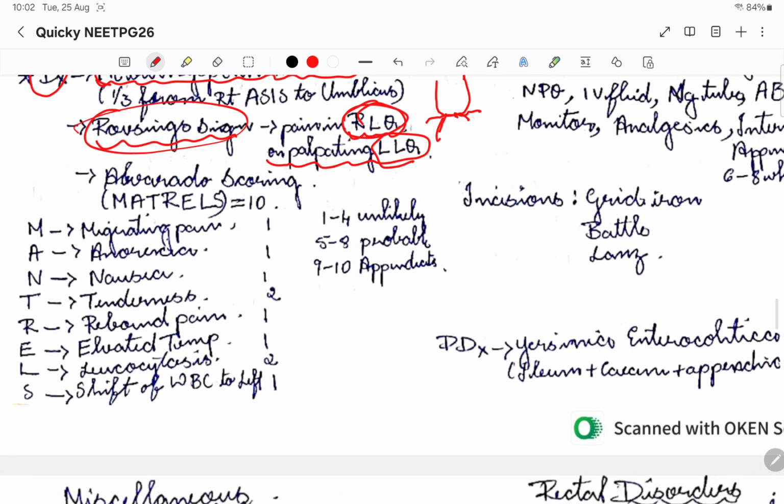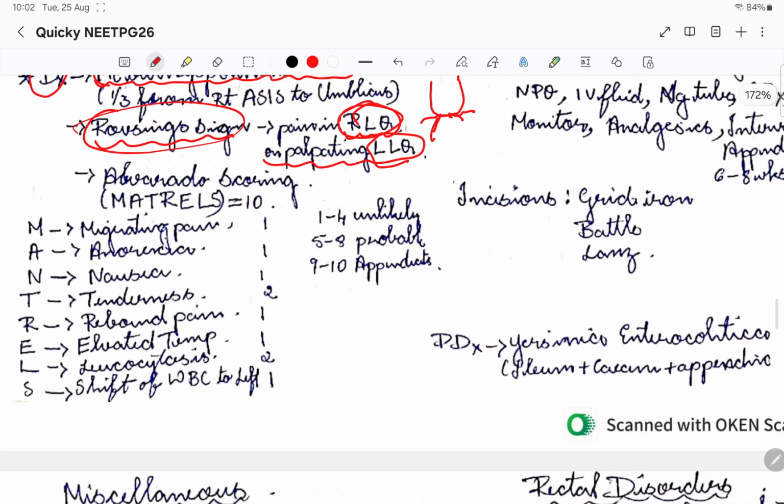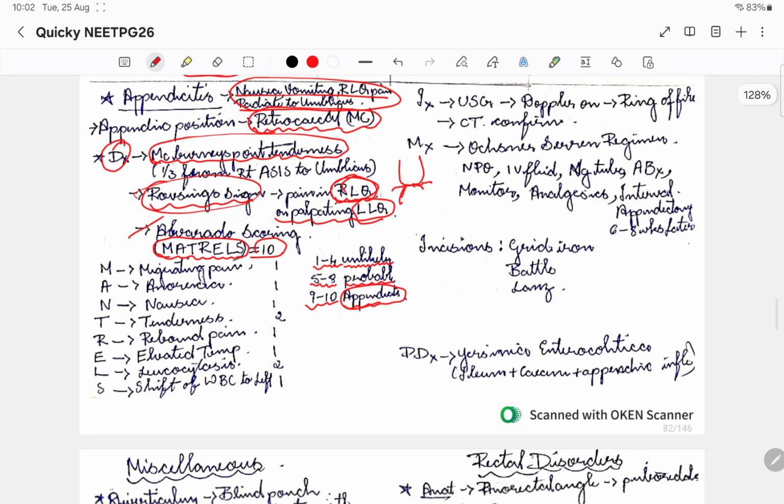Then for management, we do something known as Alvarado scoring, Mantrels scoring, you remember, right? There are 10 points given to it. Based on the points they score is how we manage, or decide whether there is appendicitis or not. If the score is 1 to 4, appendicitis is unlikely. If it is 5 to 8, it is probable. Then 9 to 10 is definite appendicitis. So this is how we diagnose appendicitis.